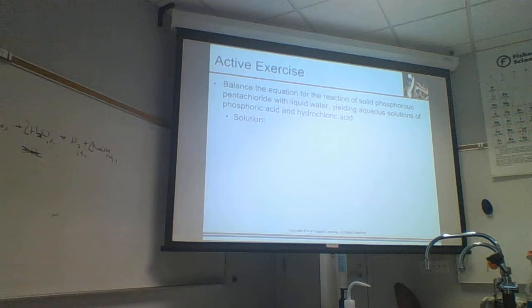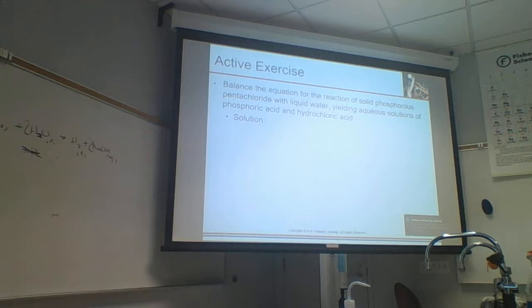So what is solid phosphorus pentachloride? What's the formula for that? Yeah, good. PCl5, it's a solid, so we'll write S. Reacting with liquid water, it's H2O liquid. Okay, yielding. This arrow means yields or forms. And so they're going to tell us what it forms. It's going to form phosphoric acid. What's the formula for phosphoric acid? H3PO4 is correct. Phosphoric acid is a very common acid.